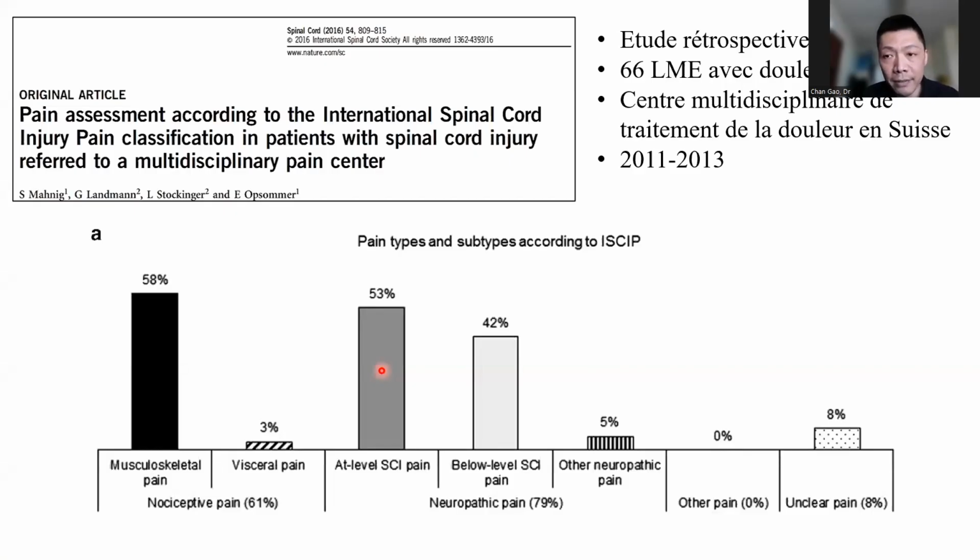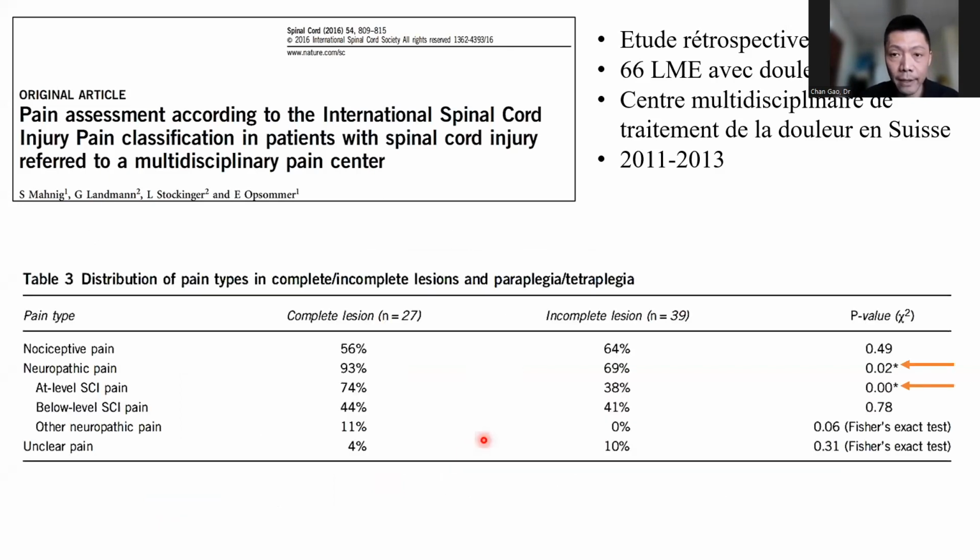This is a retrospective study conducted in Switzerland. It included 66 patients with post-spinal cord injury chronic pain from a multidisciplinary pain center. Nociceptive musculoskeletal pain was reported in 58% of the participants. At-level pain was reported by about 53%, and below-level pain by 42%.